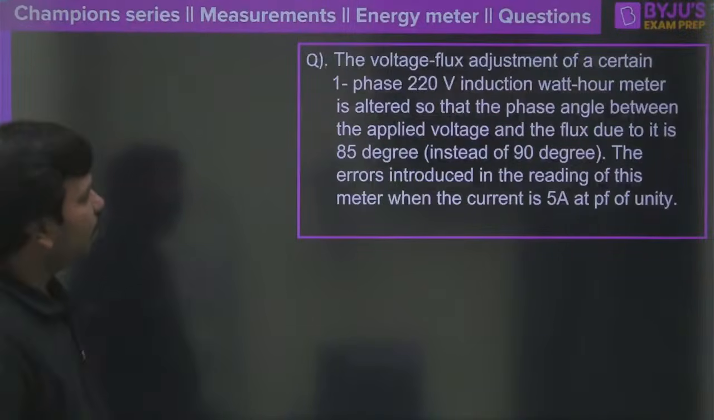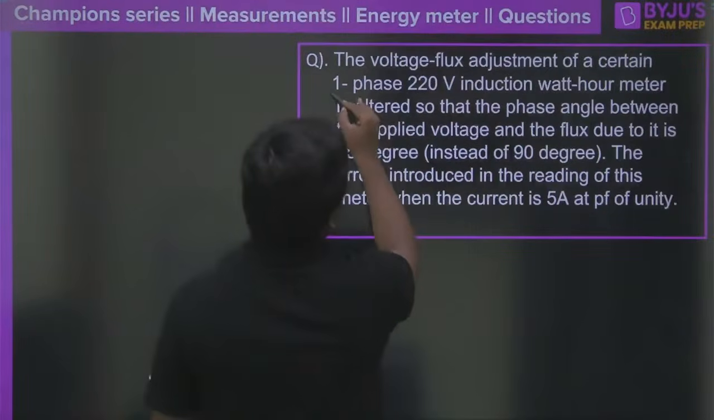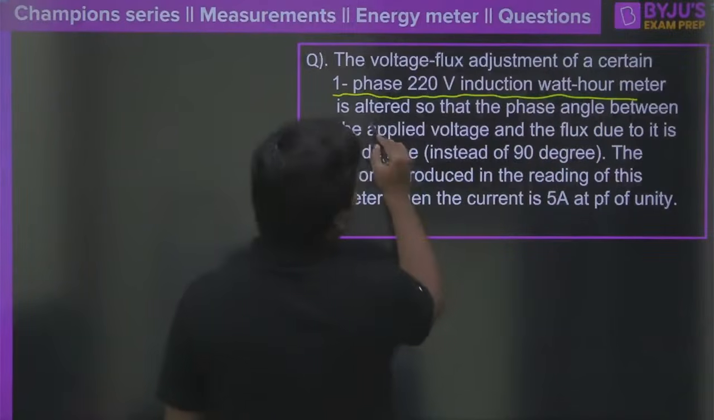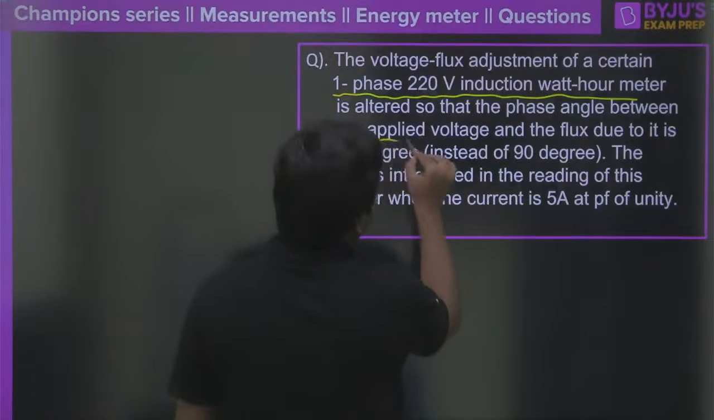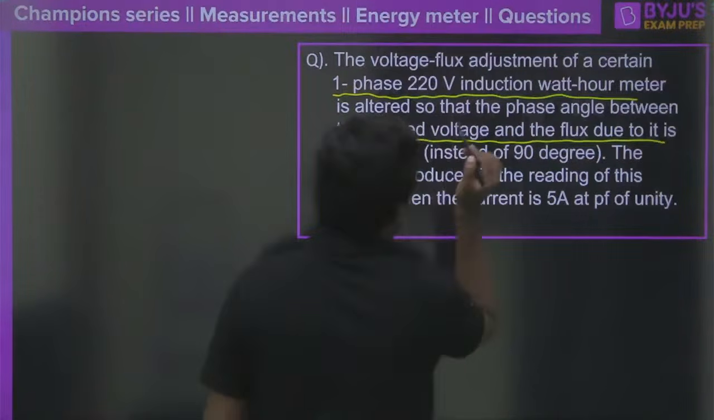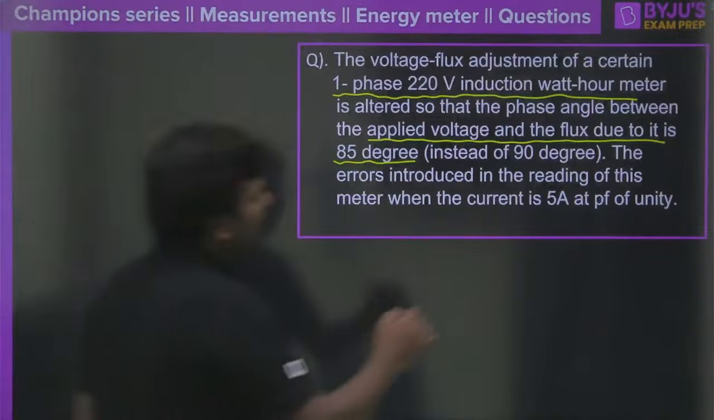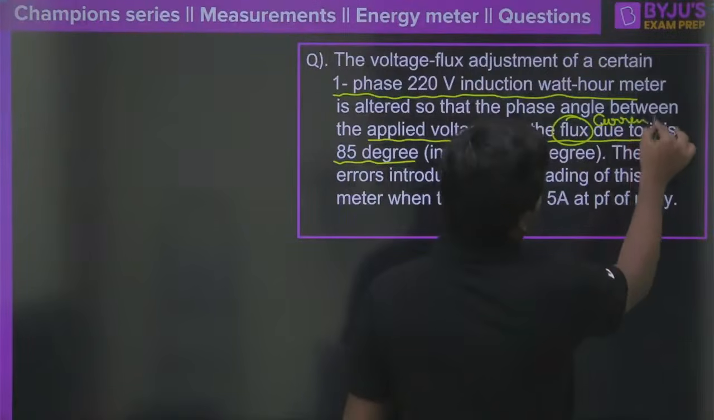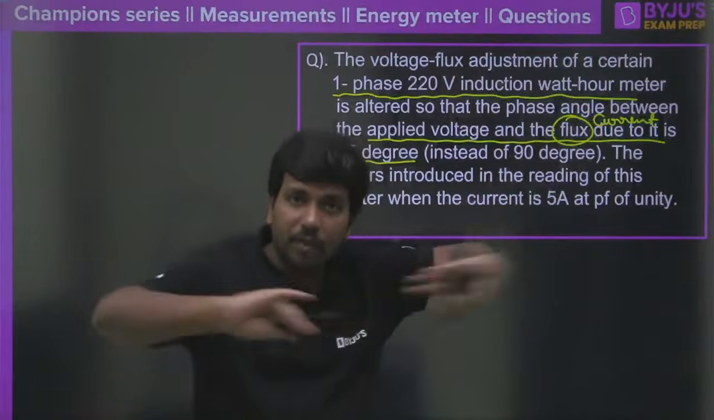Let me keep one question here for you. The voltage flux adjustment of a certain single phase 220 volt induction type wattmeter is altered so that the phase angle between the applied voltage and the flux due to it is 85 degrees. Clear? So that means voltage and flux, you can say flux or current, because the current and flux both will be on the same vector. Clear? Current and flux both will be on the same vector.